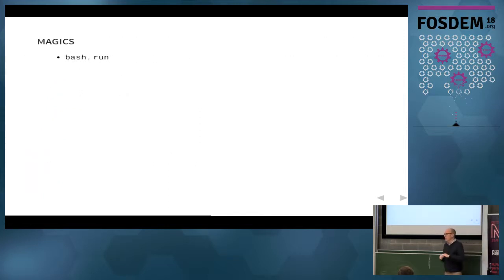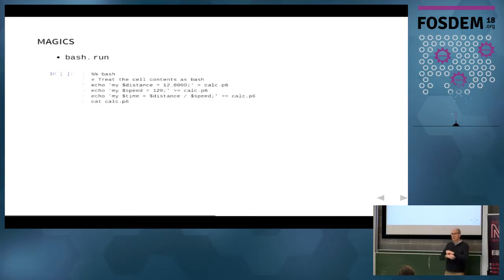OK, so some other cute magics. We have bash and run. If you start the cell with bash, that means actually I'm not writing Perl 6. I'm writing bash. So here's a little bash script that echoes a bunch of strings into another file. So remember, there's no security. You control the file system. You can do whatever you want, even though it's a client-server situation. So we're going to make a file here that has 3 lines, and then we're going to cat the file. So we'll run this, and here's the file we just created.